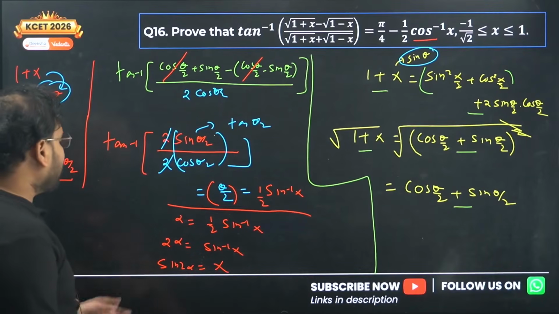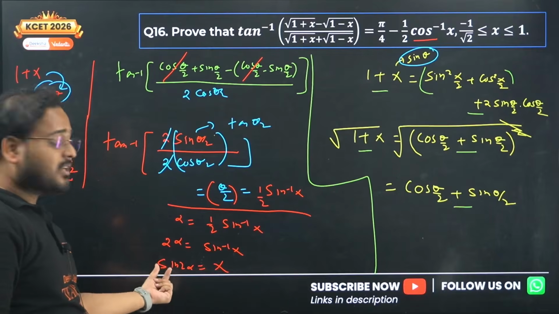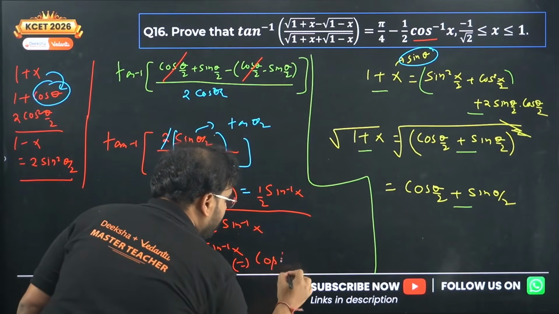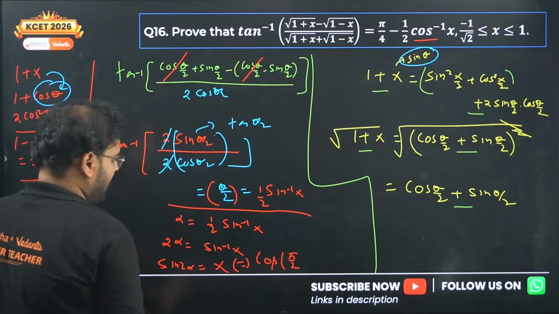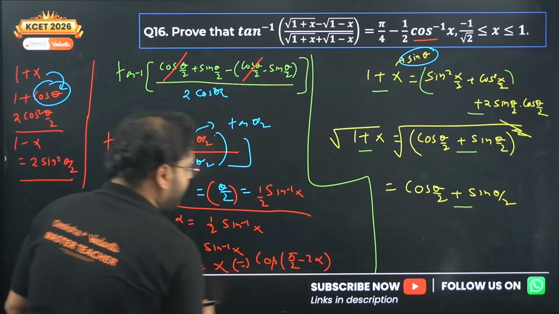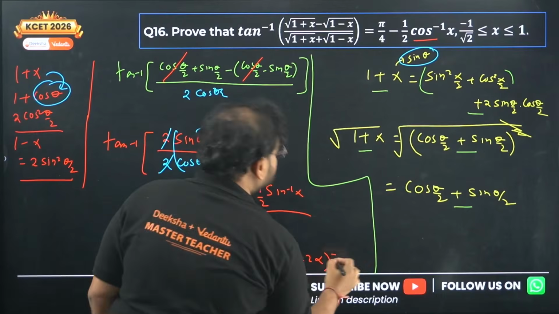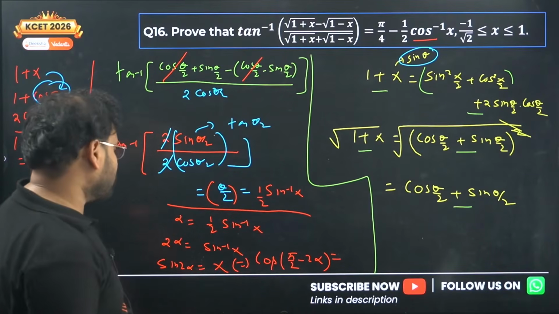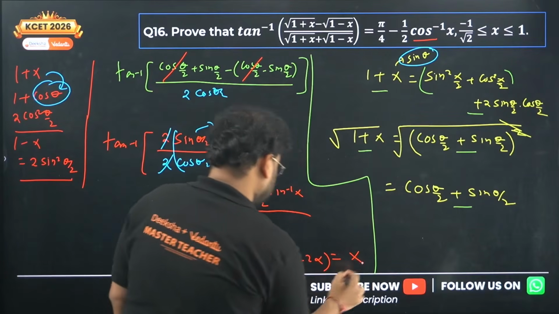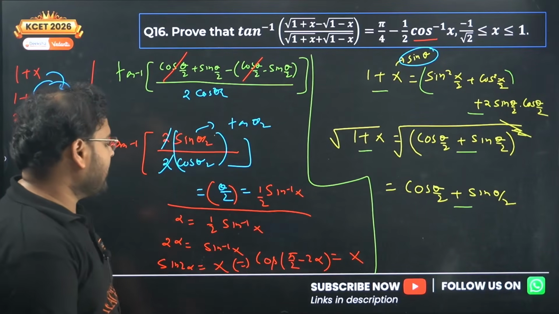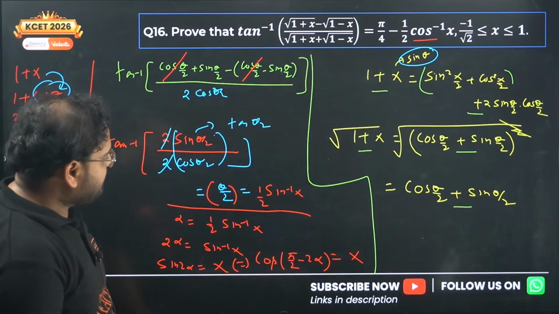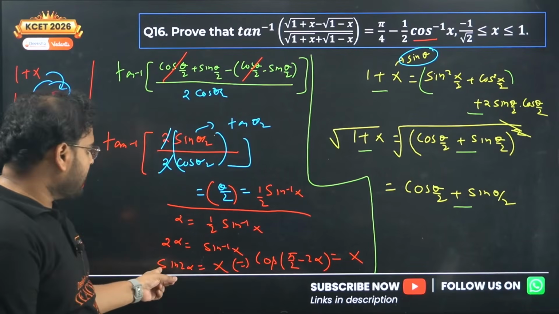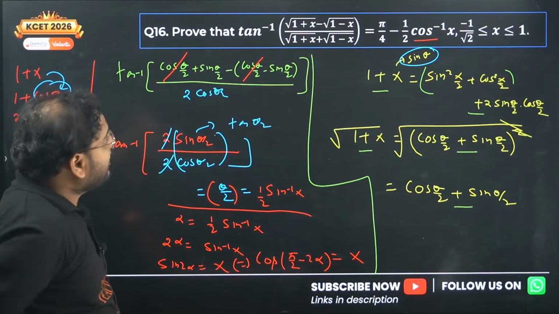Okay, so we can write this as cos of pi by 2 minus 2 alpha. Will it work? No, minus only will work, as x. Now I think it should work. Is it working? If I do it like this, it will be sine 2 alpha only. Cos of 90 minus 2 alpha is sine 2 alpha.